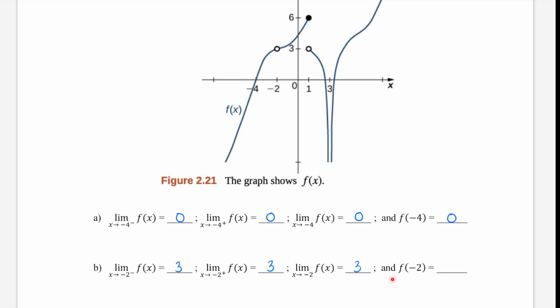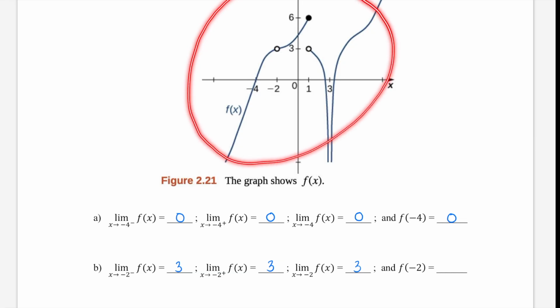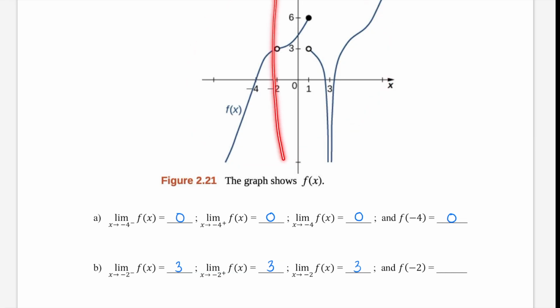For the function value at x equals -2, we look at the graph. There is an open circle on the curve at x equals -2. That means the function is not defined here. Now check to see if there's any closed dot at x equals -2. No. That means the function is not defined at x equals -2.